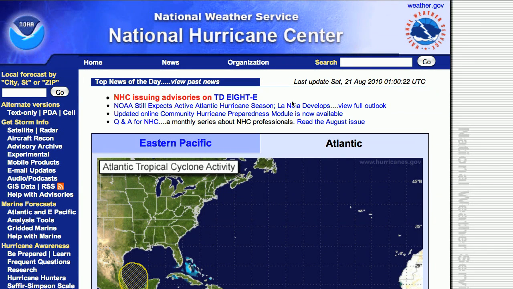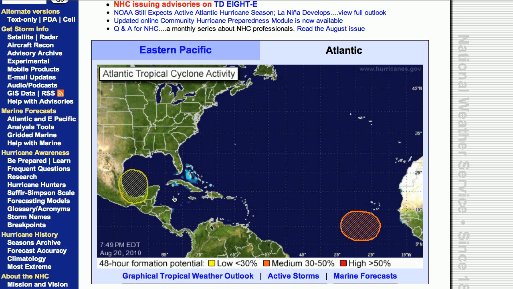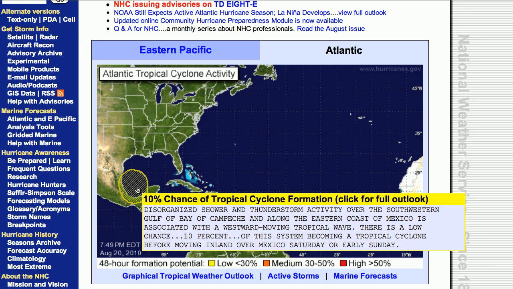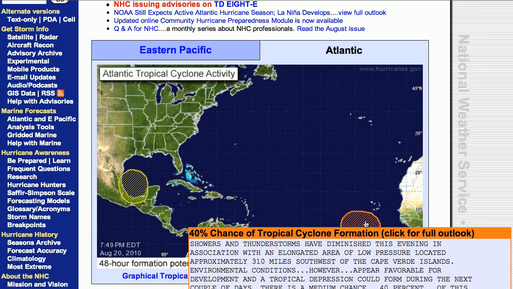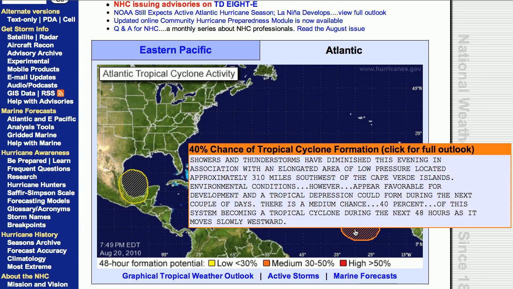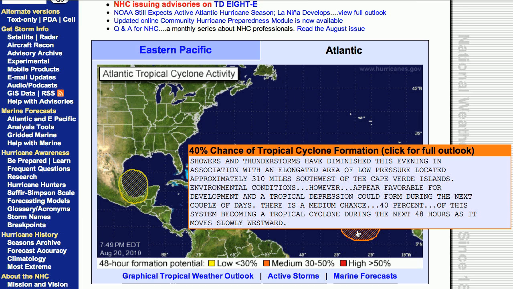The National Weather Service's Hurricane Center is presently tracking two tropical depressions, one with a 10% chance of forming into a cyclone and another with a 40% chance. And I'm guessing that one of these, I would say probably better than 50% chance, will form into a cyclone.